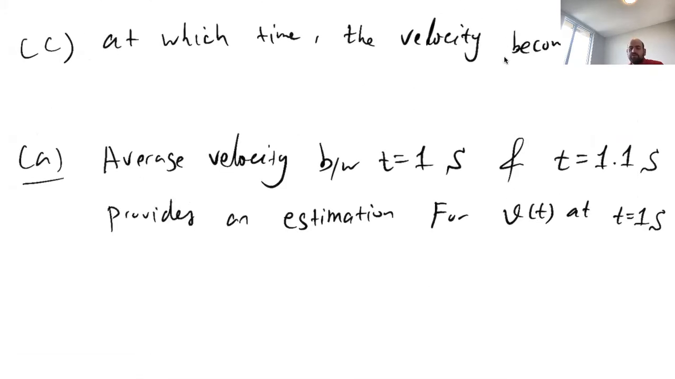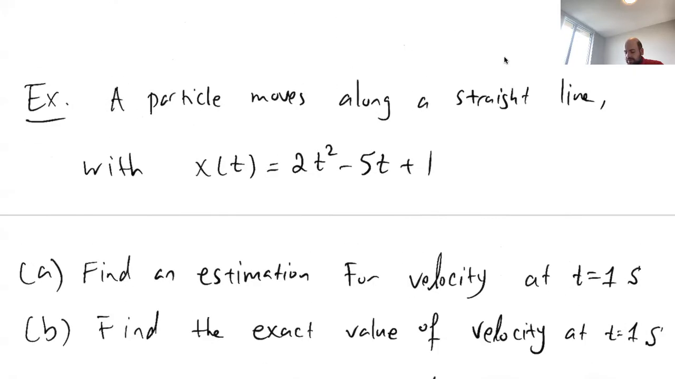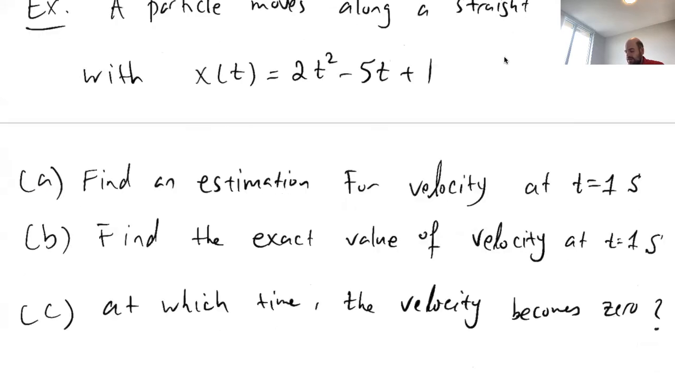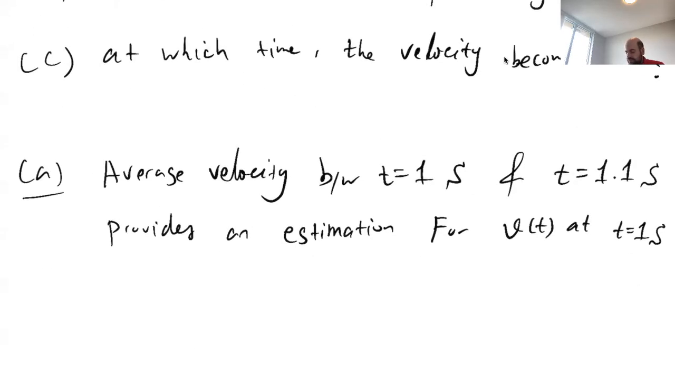So why did I say 1.1? It's just a number close to 1. You could say 1.01. In fact, if you choose 1.01 rather than 1.1, if you choose the average velocity between 1 second and 1.01 second, then that's an even better estimation, because 1.01 is even closer to 1 compared to 1.1. Or if you say 1.001, then it's even better. But because the question just says find an estimation, and doesn't say how exact the estimation should be, any of these numbers are acceptable for the exam.